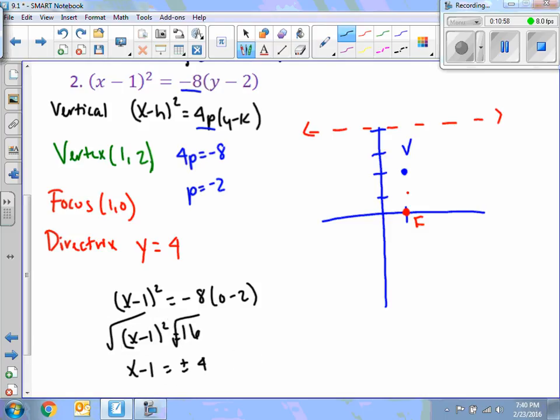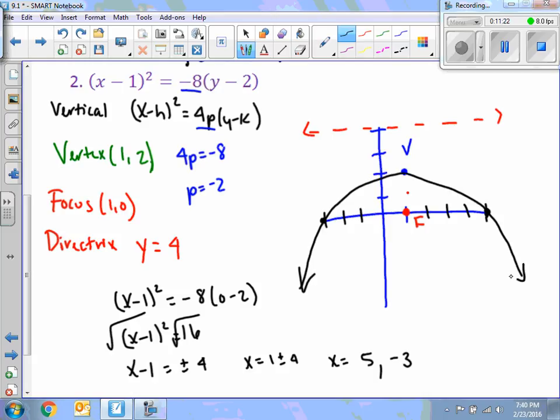So x equals 1 plus or minus 4. So my two solutions for x: 1 plus 4 is 5, and 1 minus 4 is negative 3. So it's 1, 2, 3, 4, 5. There we go. 1, 2, 3. There we go. And I draw my parabola.